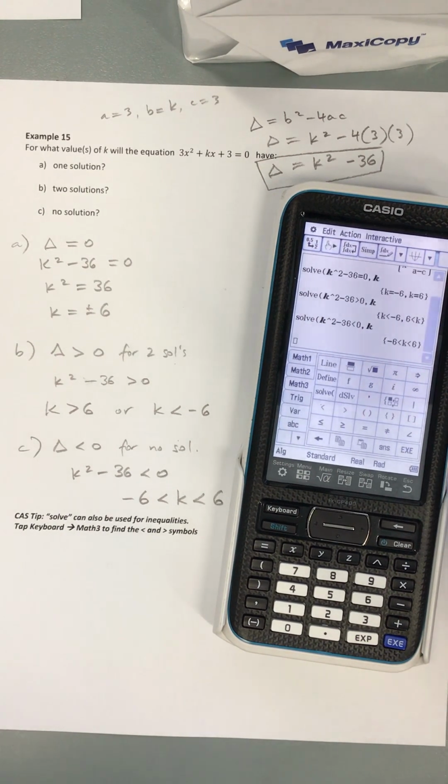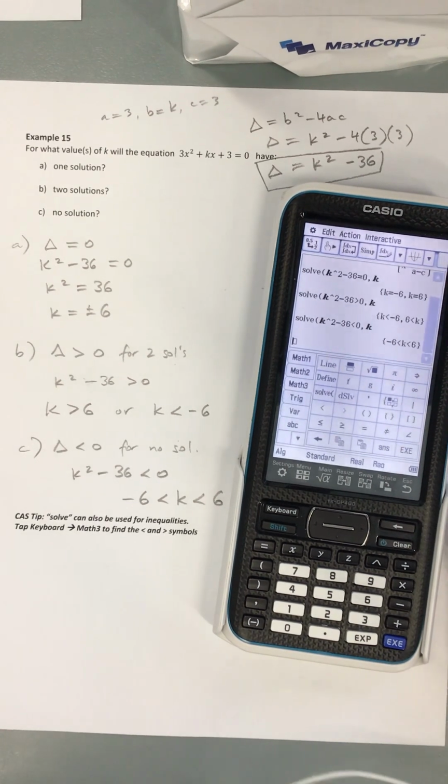So again, if the question's calculator allowed, you can get the calculator to solve those inequalities, which can save you a little bit of time and effort. Tricky section, lots and lots in for A. It is all stuff you've done before, but that doesn't mean it's easy. So get stuck into it and ask for help whenever you need it.